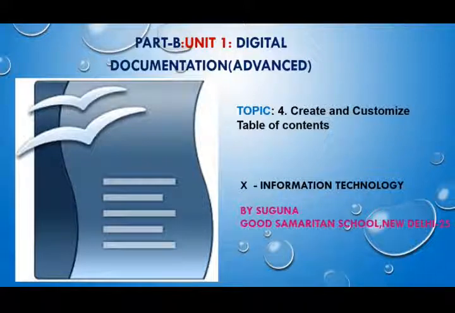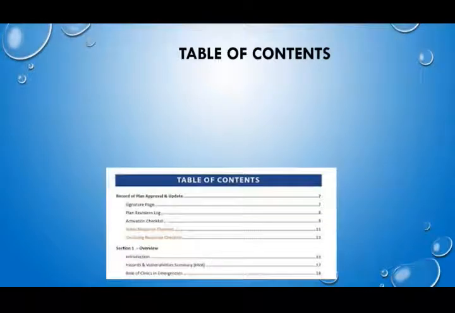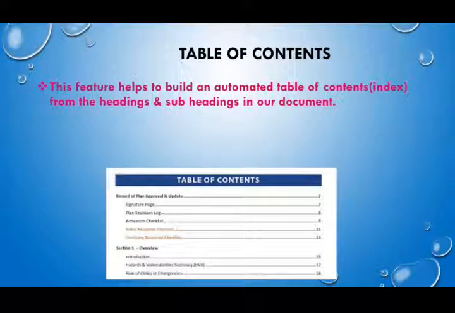Today we are going to start part 4 of Unit 1 Digital Documentation Advanced, and the name of part 4 is Create and Customize Table of Contents. Table of Contents is also known as index. This feature helps to build an automated table of contents from the headings and subheadings in our document.